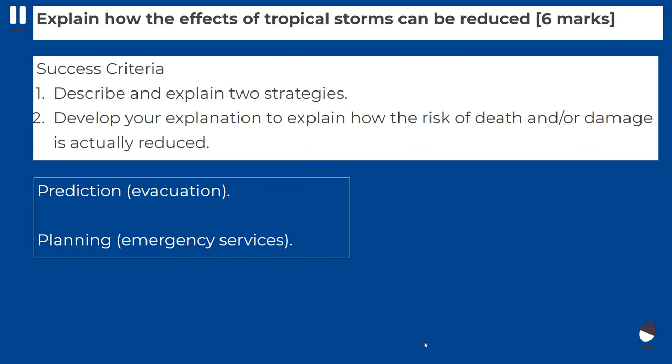The 2 that I've selected to put into my answer are prediction and how that can support evacuation, and also planning and how that can encourage the emergency services to be prepared and be ready in case there is a tropical storm event. But you can choose any 2 strategies that you would like from what we've covered today. The key is, can you describe the strategy and can you then explain how it is useful in reducing the effects of tropical storms? Try and explain your point in a very well-rounded way so it is fully developed.